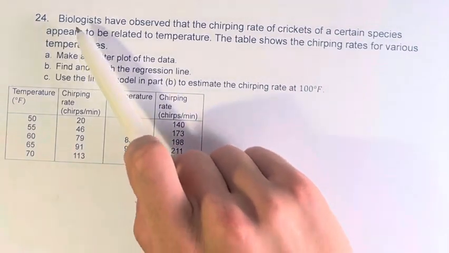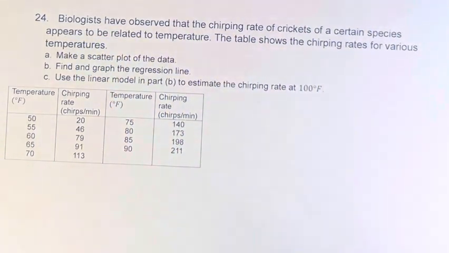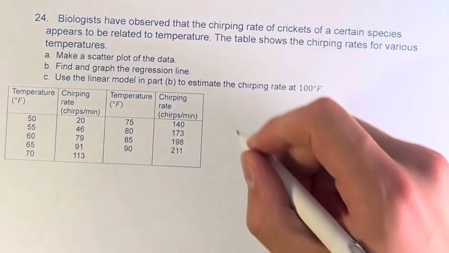In this problem, we're told that biologists have observed that the chirping rate of crickets of a certain species appears to be related to temperature. And the table shows the chirping rates for various temperatures. First, we're asked to make a scatter plot of the data.